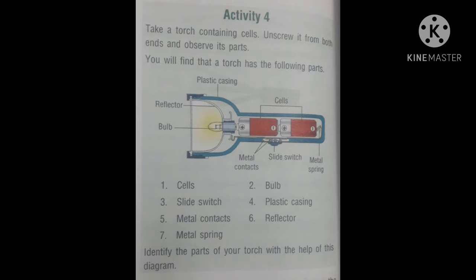Now activity 4. For this activity, take a torch which contains two cells. Now unscrew it from both ends and observe its parts. Now we will find that a torch has the following parts. These are the cells, bulb, slide switch, plastic casing, metal contact, reflector and metal spring. Now identify the parts of your torch with the help of this diagram. Children, you have a torch, open that and now identify these parts in your torch.